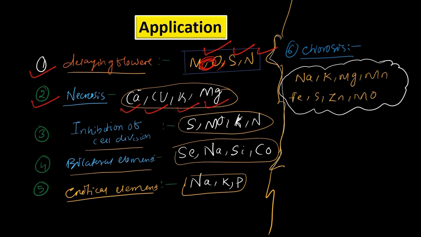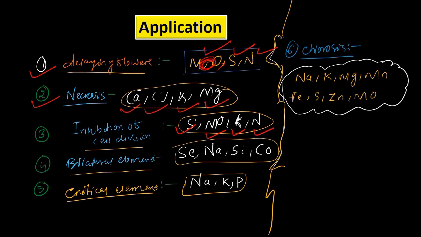And the next concept, inhibition of cell division. We know a cell is composed of spindle fibers and other components. Cytokinesis and karyokinesis occur in cell division. But if these minerals are deficient, it causes inhibition of cell division. These minerals are sulfur, molybdenum, potassium and nitrogen.